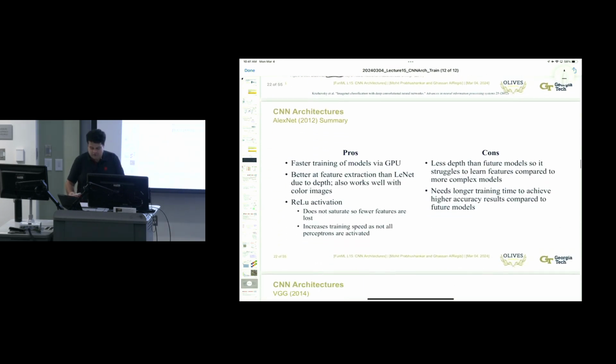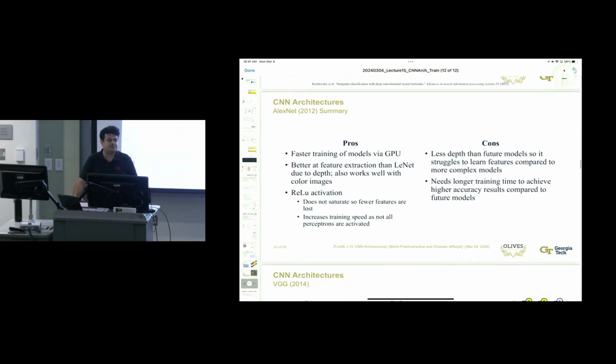So in terms of the pros and cons, AlexNet used GPUs in order to do its training. It was better than feature extraction, of course, because of depth, and worked on any kind of images with multiple channels. ReLU activation function was used. But of course, it has less depth than future models and requires longer training time to achieve higher accuracy. So this was about AlexNet, which is a very, very pivotal architecture within the entire framework.